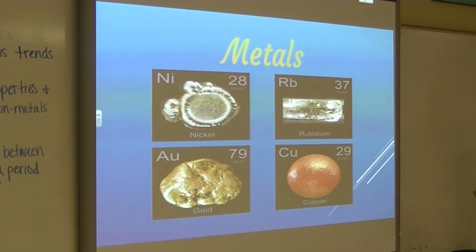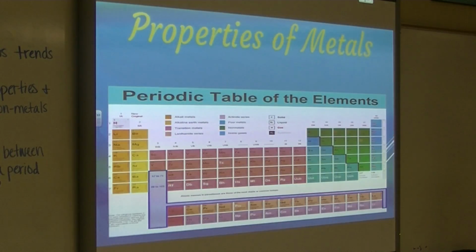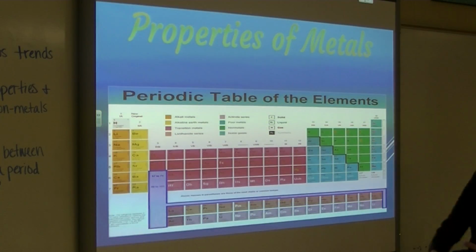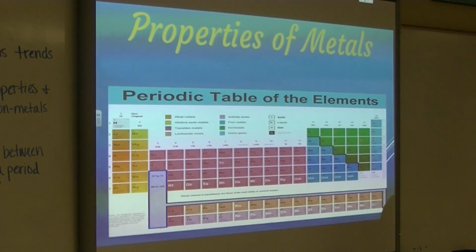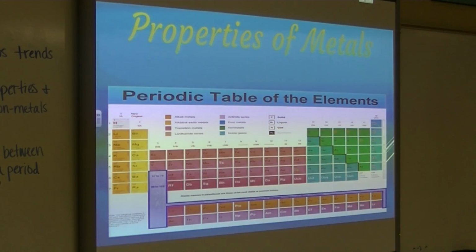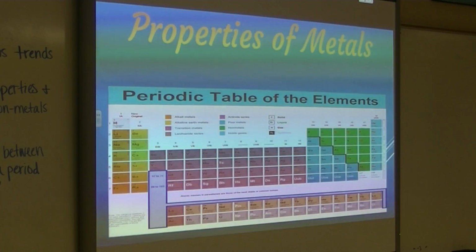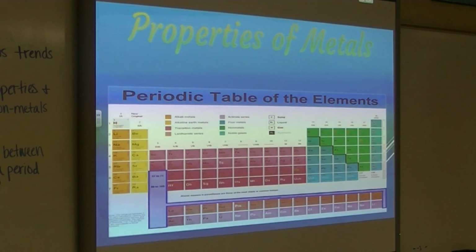Okay, so here's just some picture representation of some of the metals, and some of these you'll probably recognize: nickel, gold, copper. Those are metals that we know pretty well, right? This is rubidium. But there are a lot of things that are metals that you may not have thought were metals, okay? Like sodium, or potassium, or magnesium, or calcium. Those are all metals also. So just because they don't look like what we think of as metal, okay, doesn't mean they're not a metal. They're still metal on the periodic table. So we're going to talk about the properties of metals.